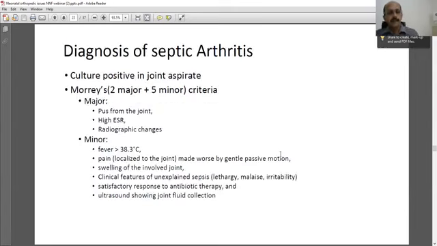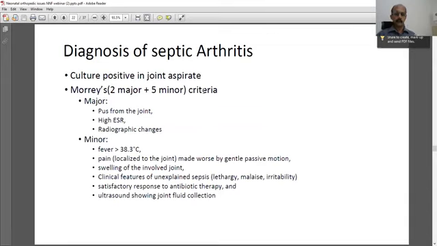In one Indian study, the diagnostic criteria were well mentioned. The confirmatory diagnosis of septic arthritis would be by culturing an organism in the joint aspirate. Blood culture may or may not be positive because it's a confined space. And if culture is not possible, then a surrogate would be the Morris criteria. Morris criteria is useful. It has been divided into major and minor criteria. Two major criteria and 5 minor criteria would be required for diagnosis.